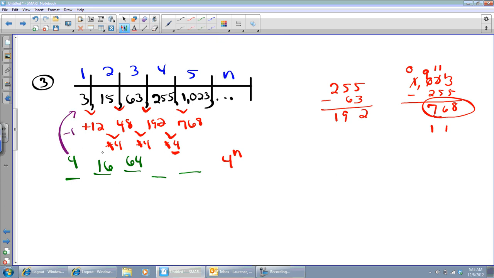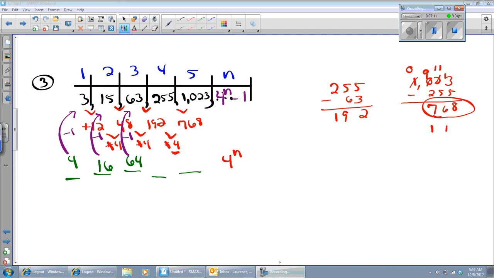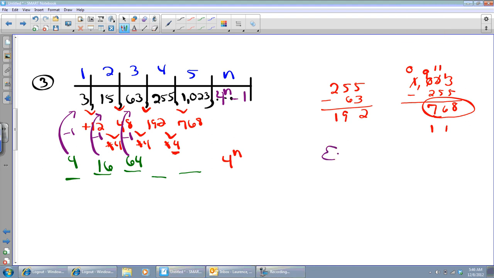So these numbers are getting pretty large. Minus 1, minus 1, minus 1. 4 to the power n minus 1. And that's it. All right, so we've checked out exponential functions for a second day now.